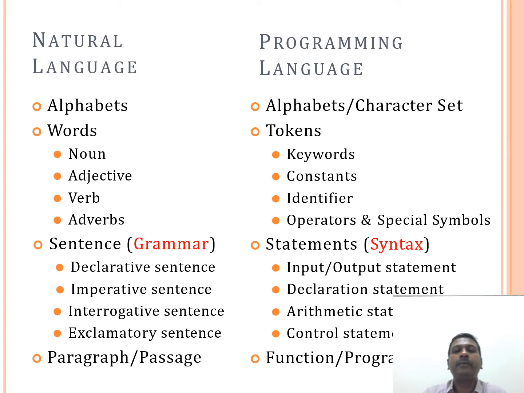The same steps are what I am going to follow in learning a programming language as well. So if I want to learn a programming language, here again we start with the alphabet. Here we call it a character set. These characters are grouped into something called tokens. These tokens are grouped based on a rule called syntax into statements. These statements are finally grouped into a function, program, procedure, module, whatever name we call it. So if I want to start learning a programming language, I need to follow this particular order, to start with a character set.